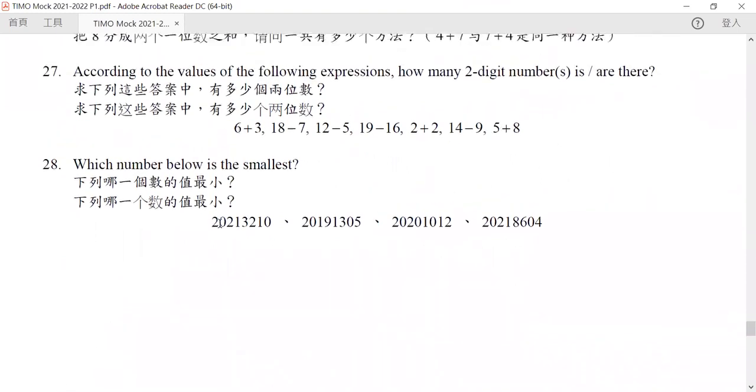Unfortunately, because we need to find out whether they are 2-digit numbers, we need to find the values of all these numbers. Starting with the first number, 6 plus 3, our answer will be equal to 9. For our second number, 18 minus 7, the answer will be 11.